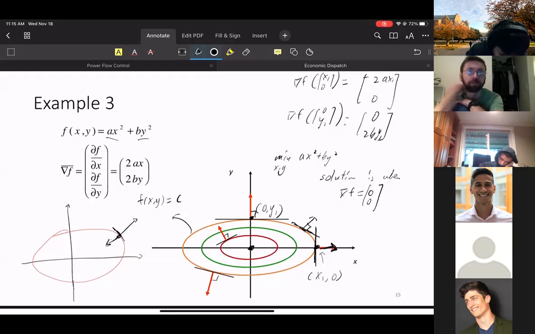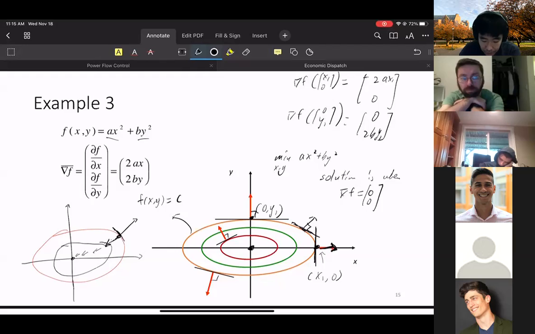For example, I can go to this ellipse that has a smaller cost. So cost decreases, and I can always decrease the cost. This process only stops when you get to the origin. The only place where the gradient is zero is at x equals zero, y equals zero. Because the gradient is zero at this point.